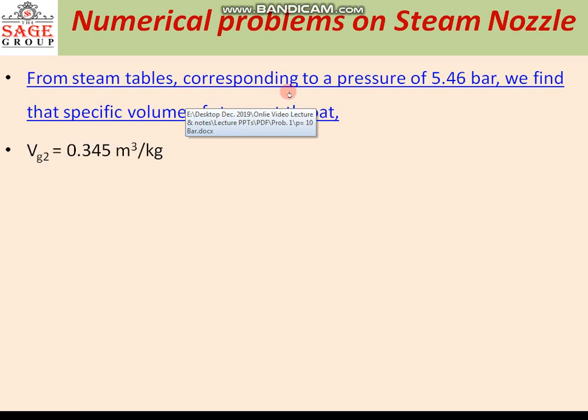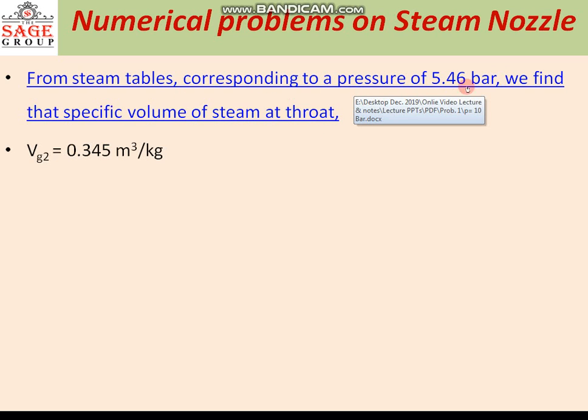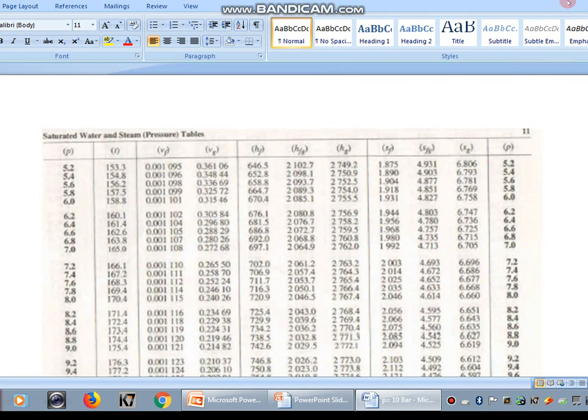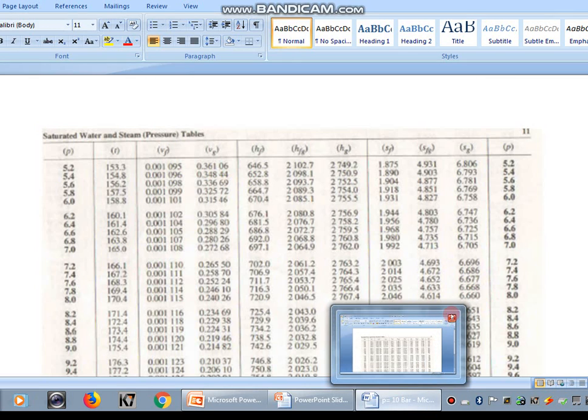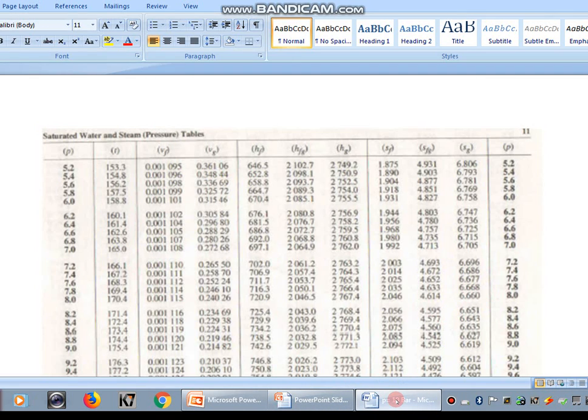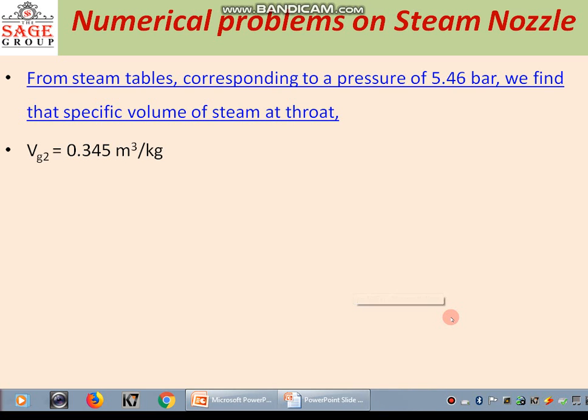Now from the steam table, corresponding to pressure 5.46 bar, we find the specific volume of steam at the throat, that value should be equal to 0.345. At pressure 5.46 bar, the value of Vg is 0.348, closer to the value given there. So now this value is equal to 0.345.